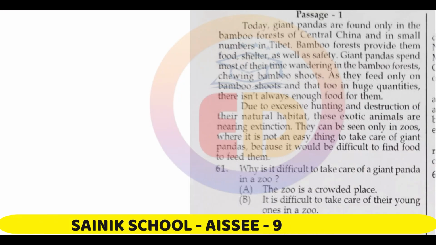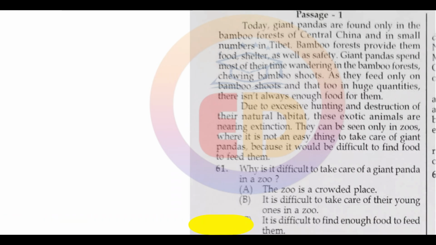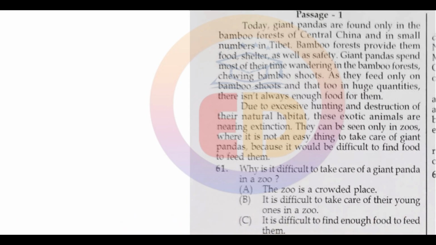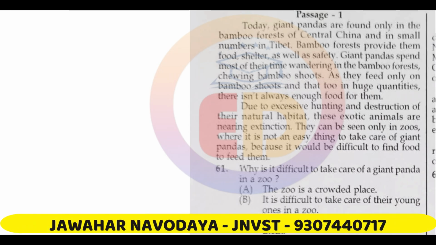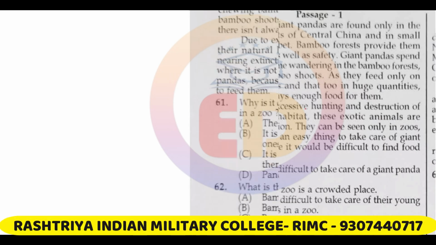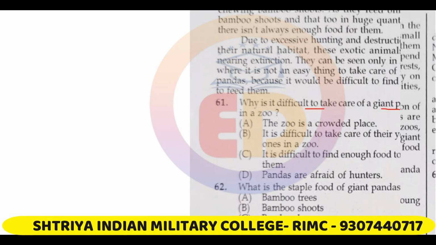Starting with the English session, this is passage 1. And we don't go to the passage, we go to the questions first, and we mark the keywords. 61. Why is it difficult to take care of giant panda in a zoo?